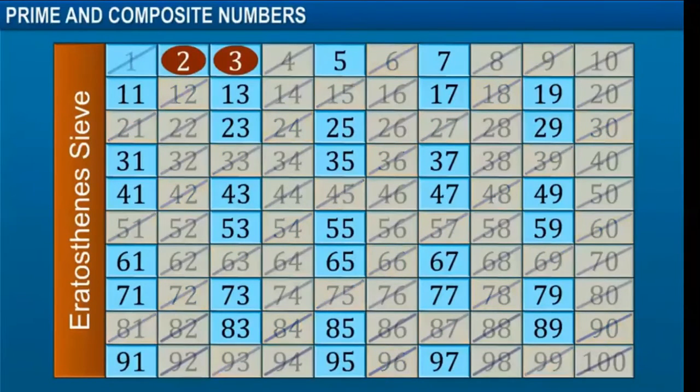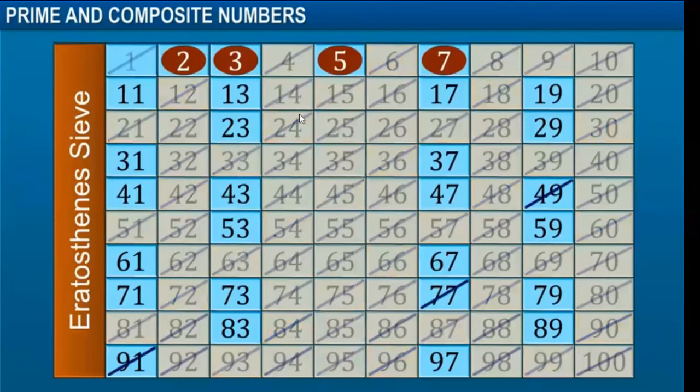The next uncrossed number is 5. So circle it and cross all the uncrossed multiples of 5 in the grid. The next uncrossed number is 7. Circle it and cross all the uncrossed multiples of 7 in the grid.